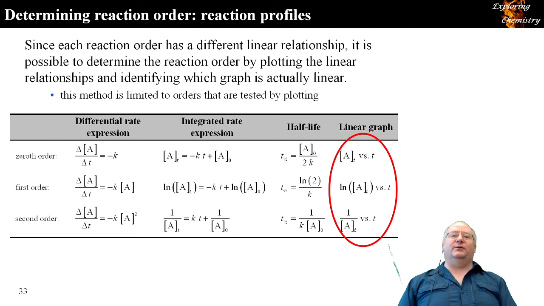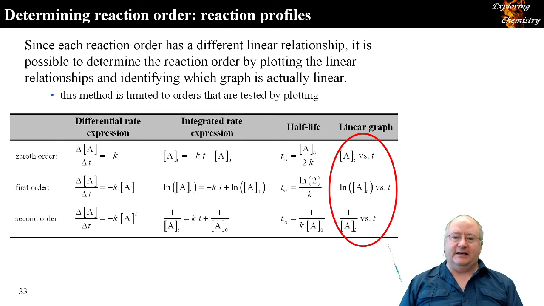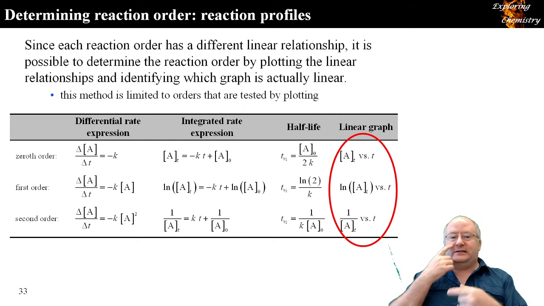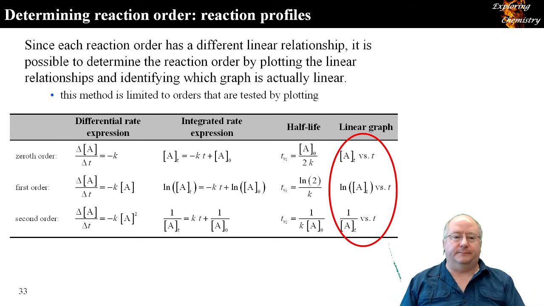So how do we determine reaction orders using these integrated rates? It simply comes down to the fact that they have different linear relationships. The way we determine the reaction order is we literally take our data and plot concentration versus time. Is it linear or no? If it is, it's a zeroth order reaction. If it's not linear, it's not. Is the natural log of concentration versus time linear? If it is, then you have a first order reaction. If not, it's not first order. Is 1 over concentration versus time linear? Yes, second order. No, not second order.